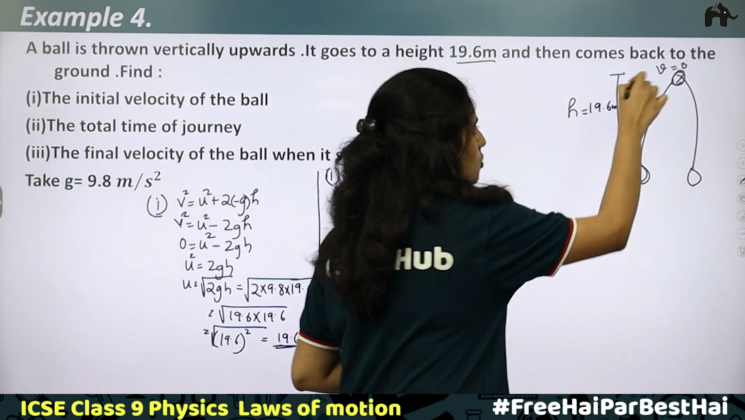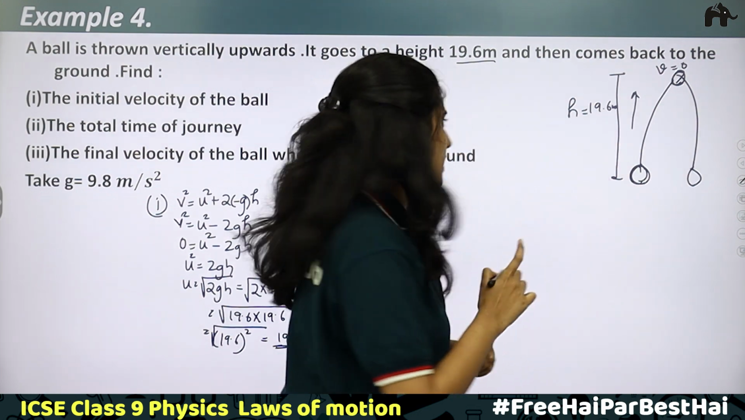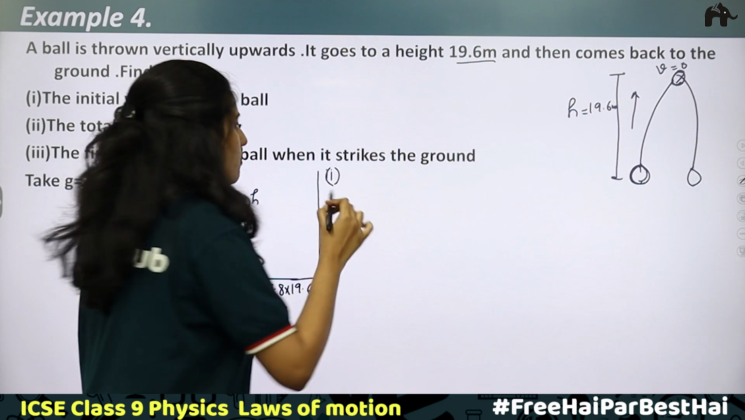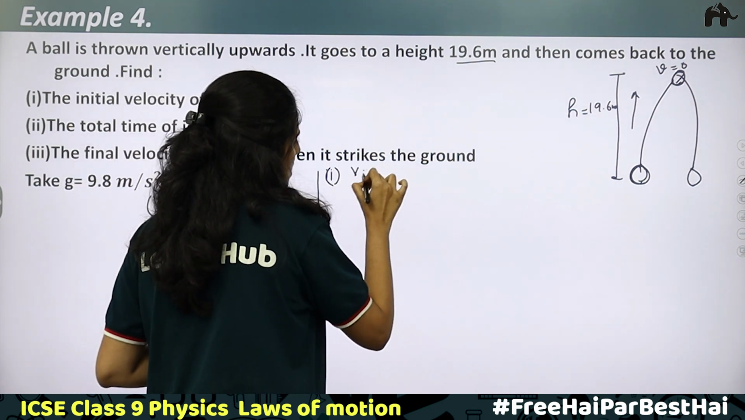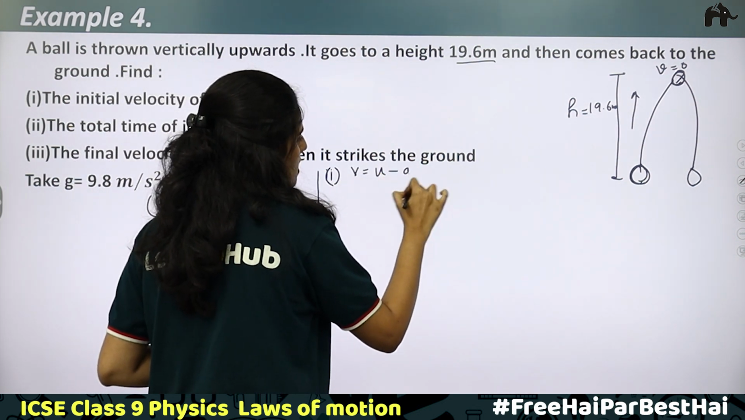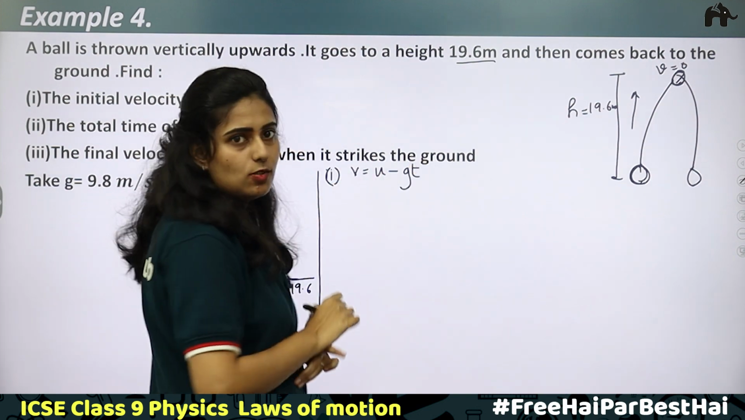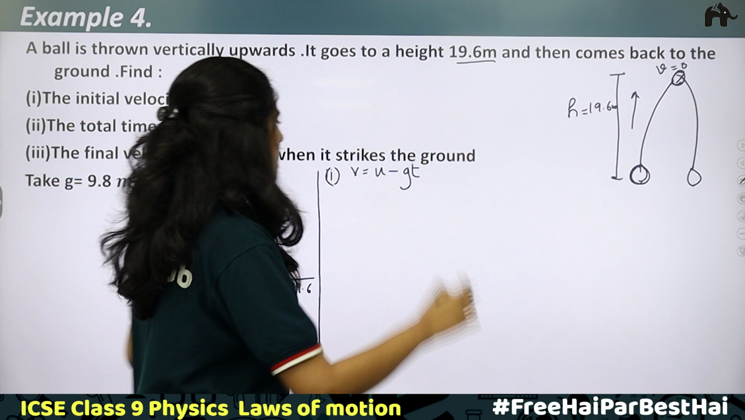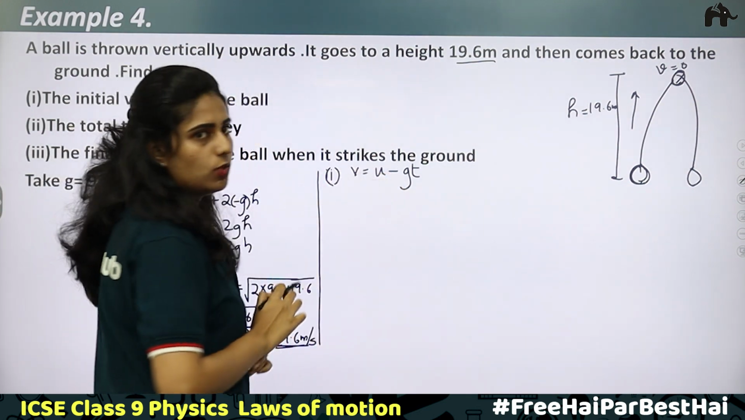Both the upward motion and the downward motion should be considered. Now, how to find the time? Which equation to use? We have V is equal to U minus GT. Why is the minus sign used? Because the body is moving upward, we are taking the upward motion. Minus GT. Can you use this equation?